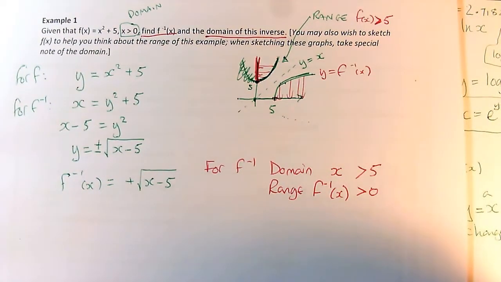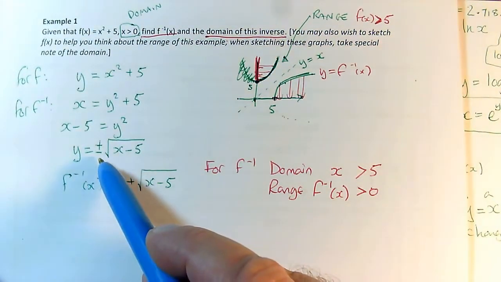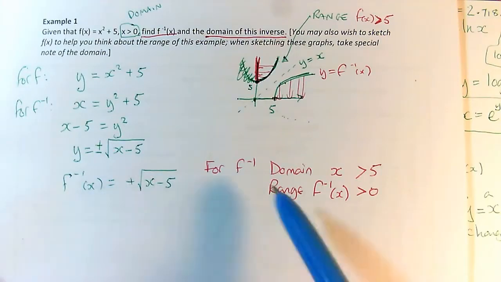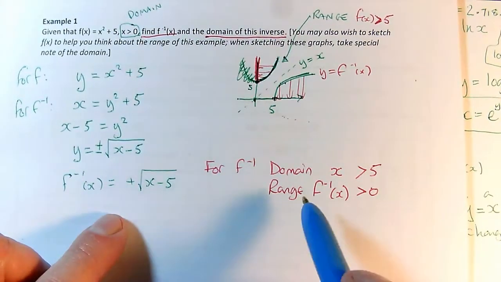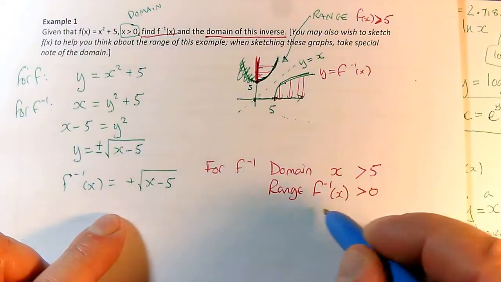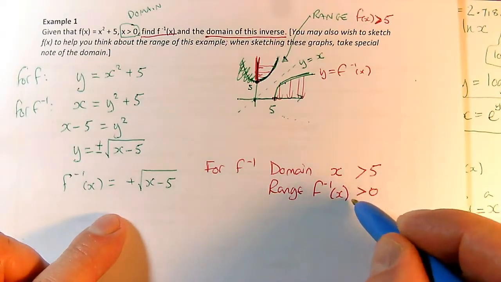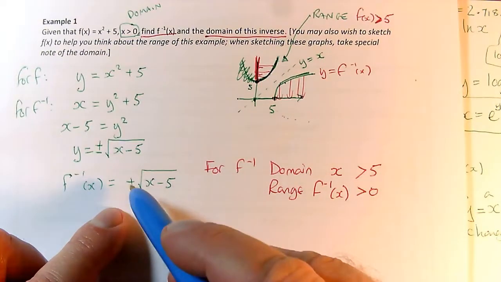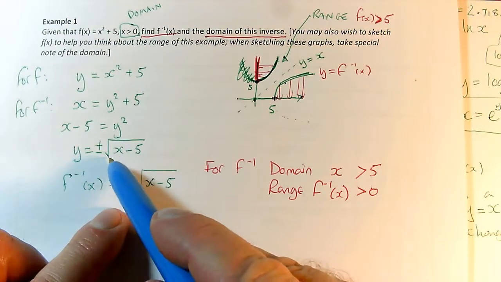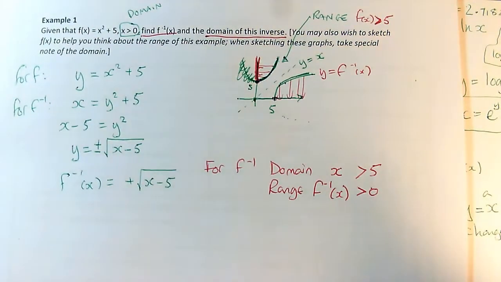So I am done. But missing off this plus or minus is important, and you can see actually, just to round it all off, because the graph tells me the range of the f inverse is all values greater than 0, then that tells me that the negative answers, minus the square root of x minus 5, are the ones I don't want, so that's why that's ruled out.